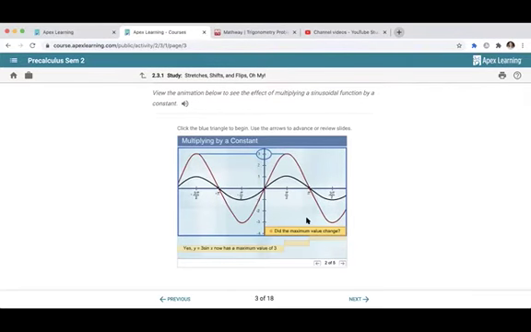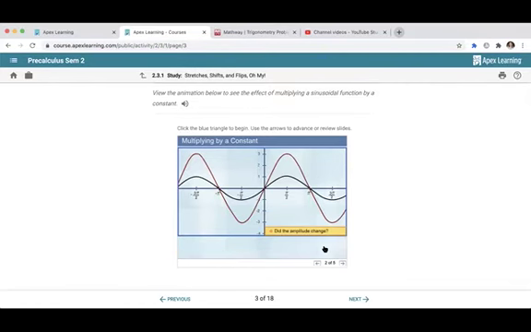Did our max value change? Well, the answer is yes. We now have a maximum value of 3, and in the same way, we have a minimum value now of -3. So our max and our min values did change. Did our period change? No, it's still 2 pi. To complete an entire cycle, it's still 2 pi.